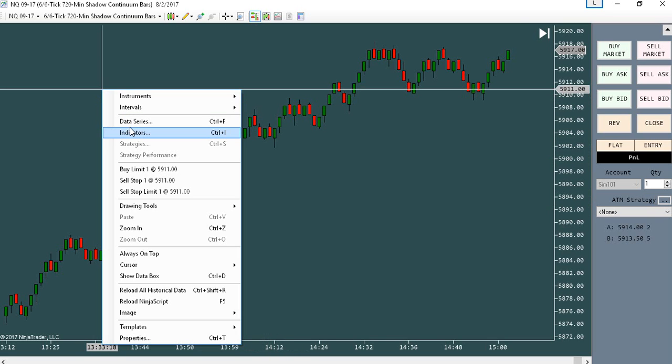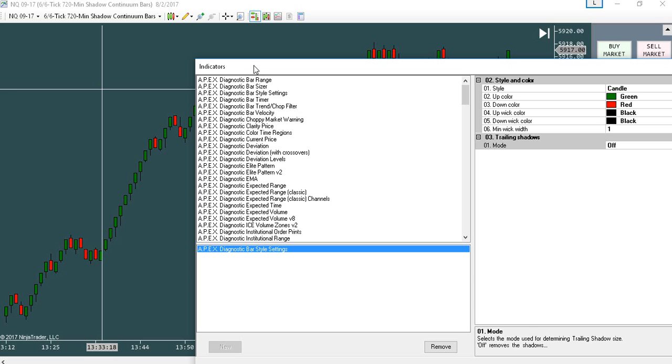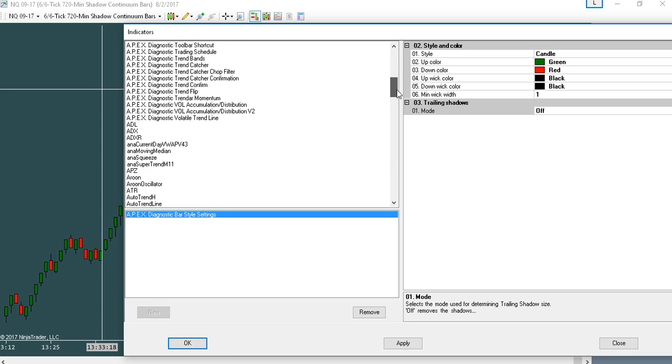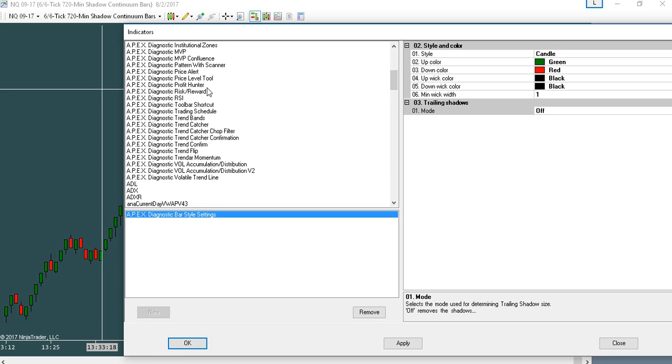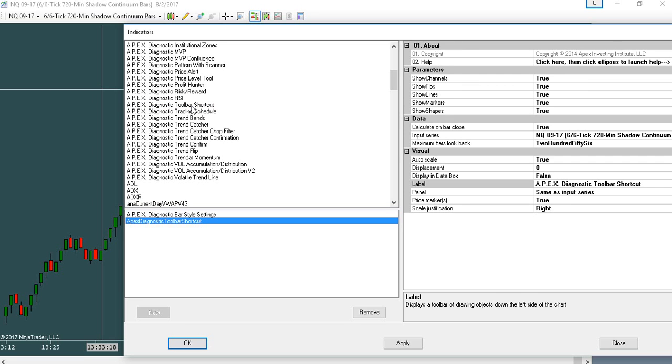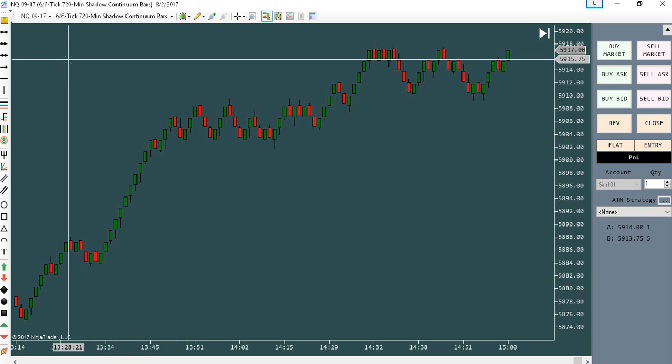Okay, I'm going to add on the toolbar shortcut. Bear with me here, you'll see how this is useful for you. Okay, toolbar shortcut. That's going to give us our drawing tools.